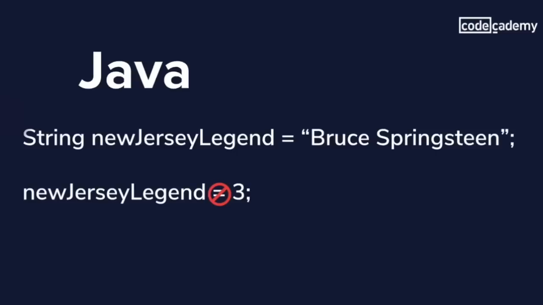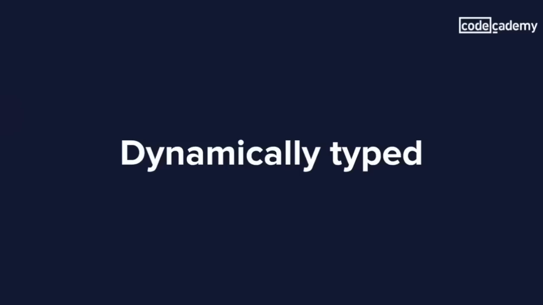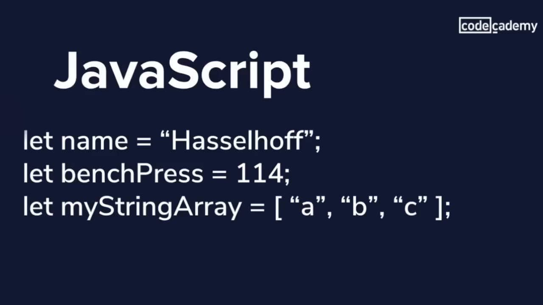For instance, if I wanted to set the value of New Jersey legend to an integer 3, I can't do that in Java. Now compare that to JavaScript, which is a dynamically typed language. You do not have to specify the types of data you're saving to a variable. Notice here how there's nothing about a string being saved in name. It's simply a variable name. Same with bench press, same with MyStringArray.